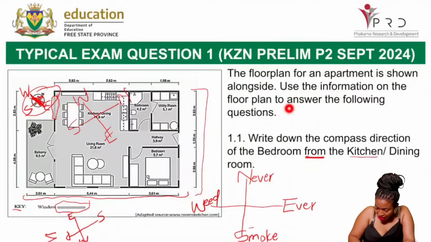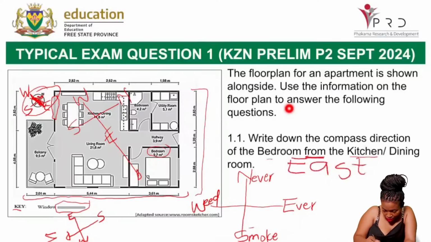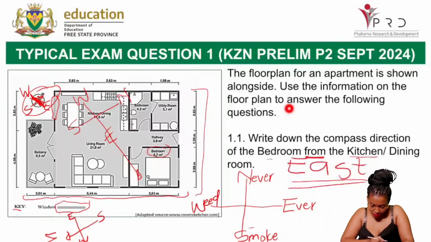What do we want? We want the compass direction of the bedroom. Where is the bedroom? Here is the bedroom. So what is the direction? The direction is east. This is the bedroom. So the correct answer there is east. Someone else can say it is northeast, but no, it's definitely not northeast. So the correct answer is east. That is the compass direction of the bedroom when you are at the kitchen.